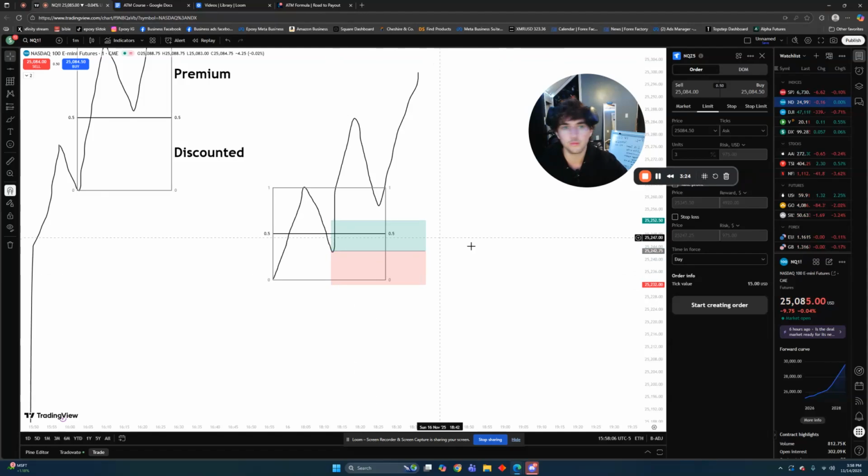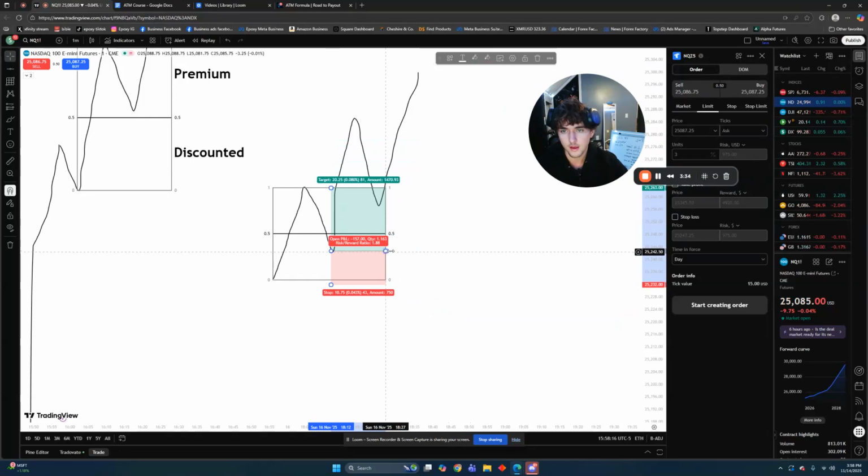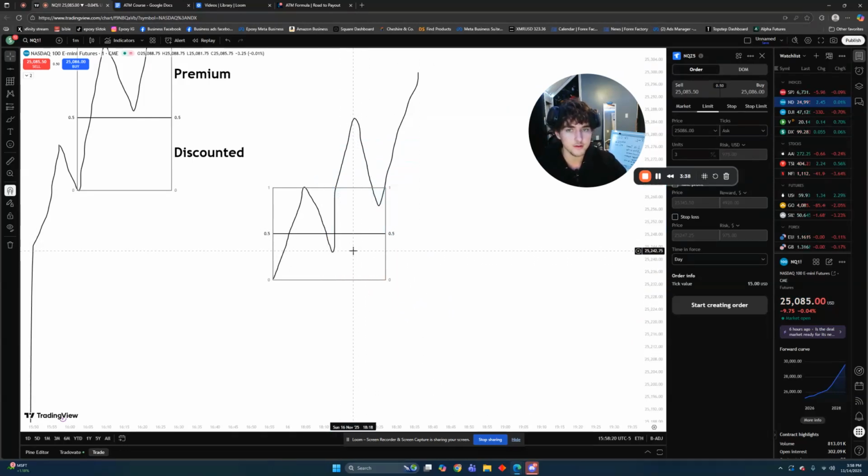Stops below previous sell side liquidity, targeting buy side liquidity, or targeting unfilled gaps, unfilled 15 gaps, 5 gaps, 1 gaps, whatever your strategy entails. That's what you could go to. So you want to buy in this discounted range because it improves the probability of each trade.